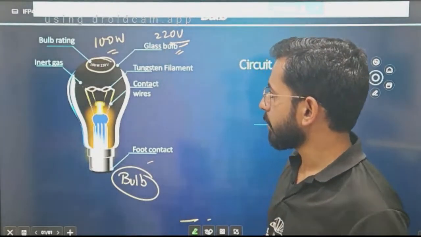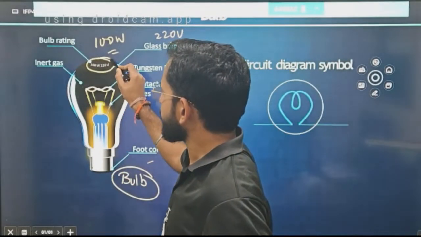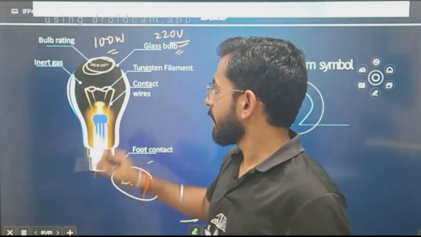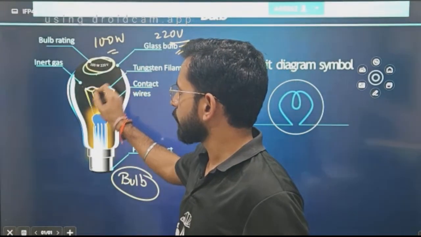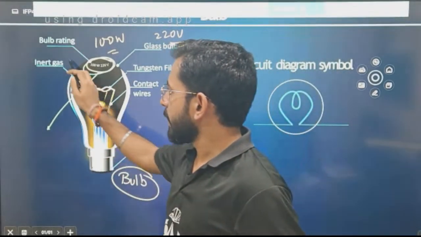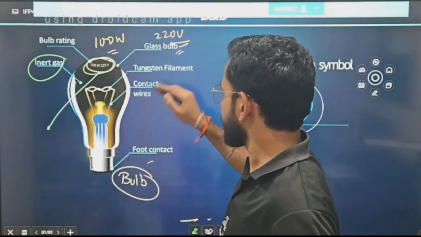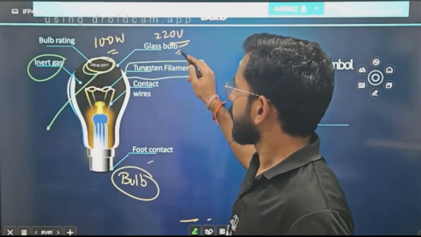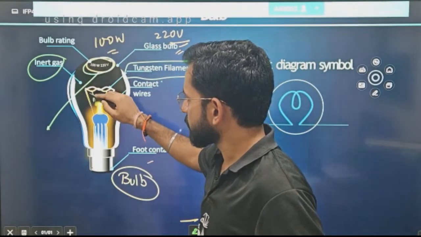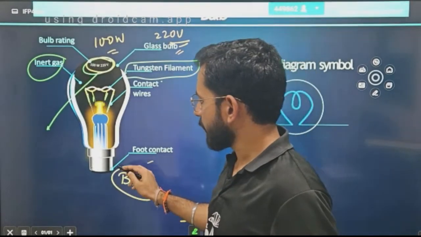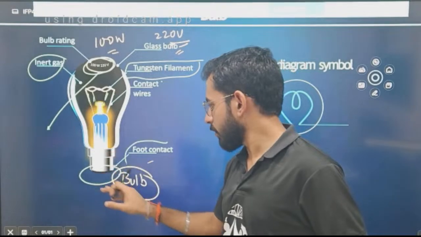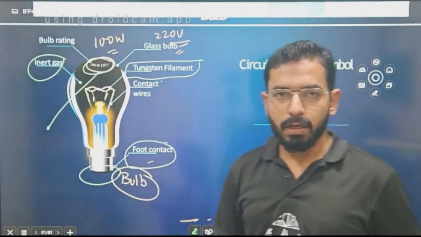Some basic things that we should understand. There was always a rating of power and voltage. Here it is given as 100 watt and 220 volt, the operational voltage. Some inert gases are filled inside. This is the tungsten filament that actually glows. This is the glass bulb outer covering. These are the contact wires, connected with the electrical socket. This is the foot contact. So this complete thing is called the bulb.